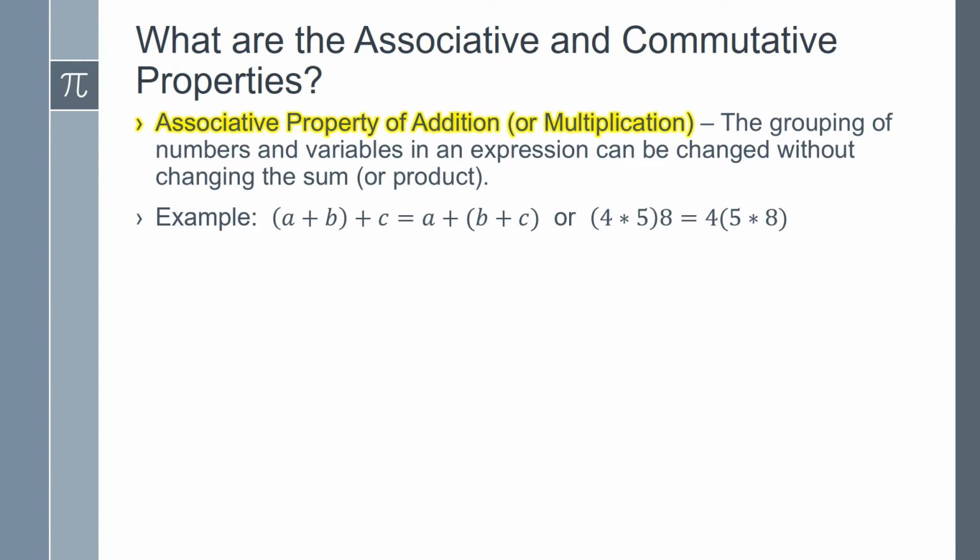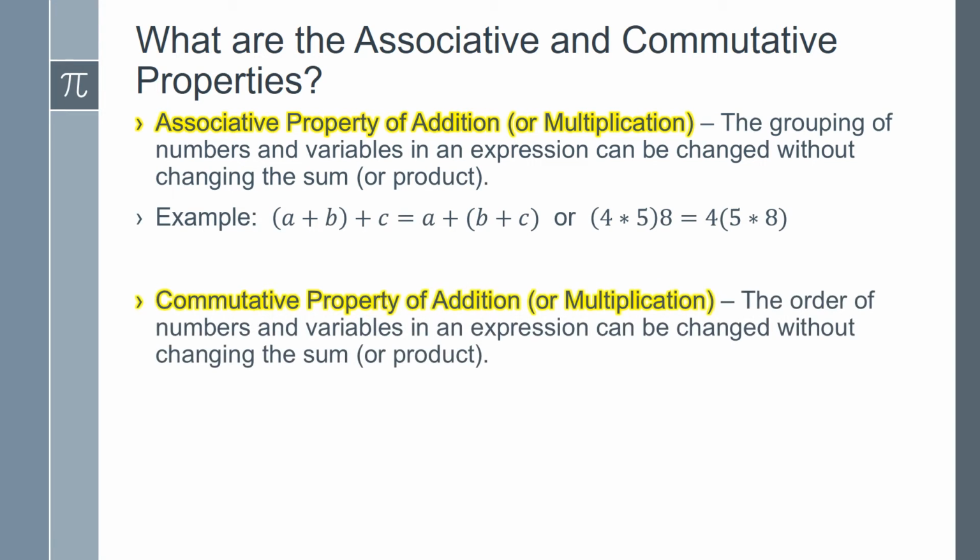Now let's take a look at the commutative property. The commutative property of addition or multiplication: the order of numbers and variables in an expression can be changed without changing the sum in an addition problem or the product in a multiplication problem. Here are two examples. 10 plus 7 is equal to 7 plus 10, or a times b is equal to b times a.